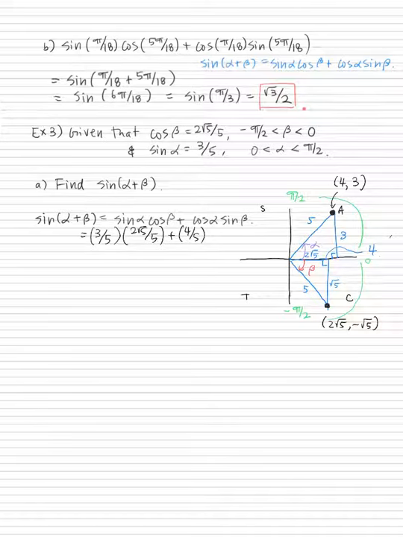Now sine of beta, sine is opposite over the hypotenuse, or you can think of it in terms of y/r. So here what we're going to get is -√5/5. Okay, so all we have to do is simplify. Let's just bring it over here. So what do we get? 6√5/25, and then minus 4√5/25, which gives 2√5/25. And we cannot simplify any further, so this is our answer.